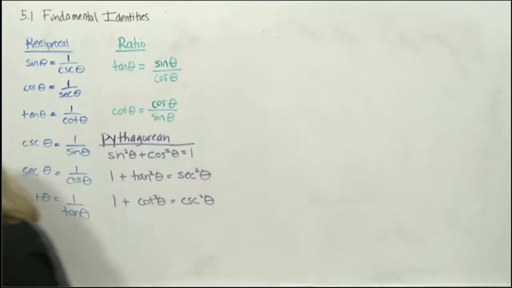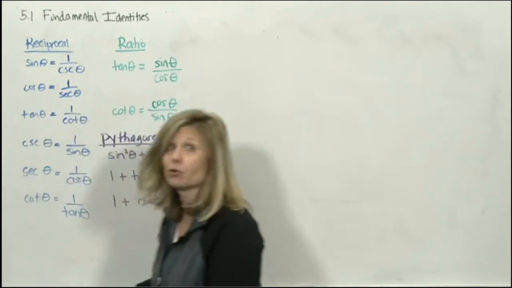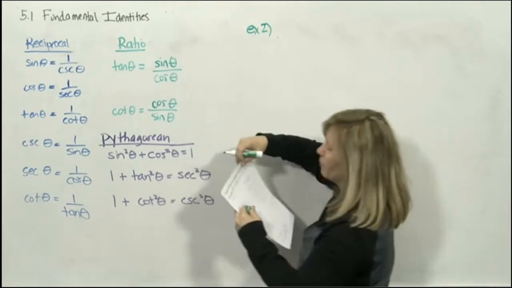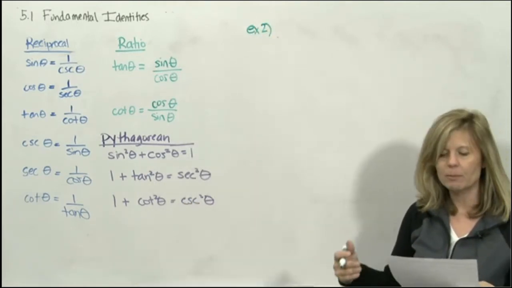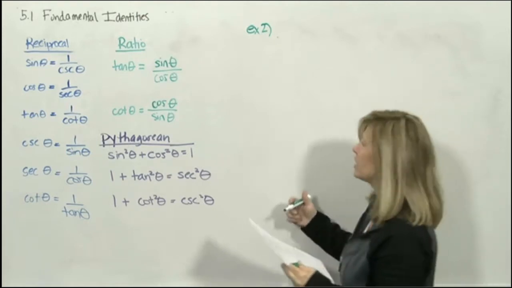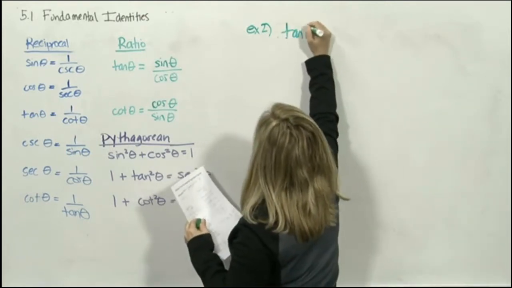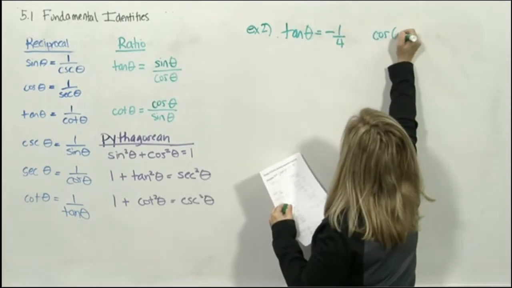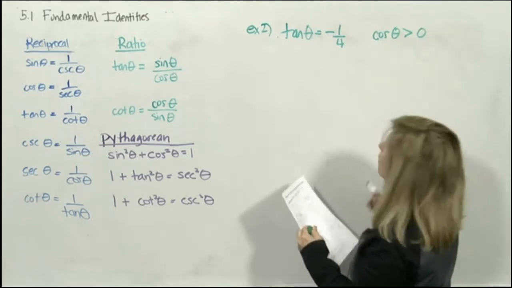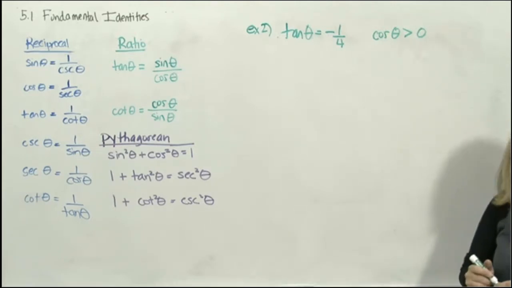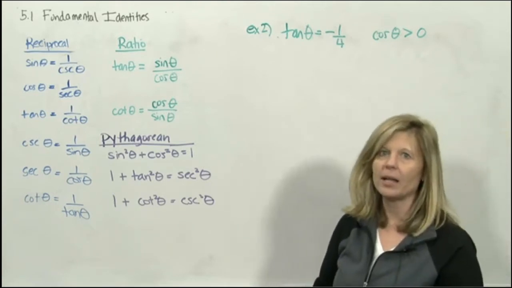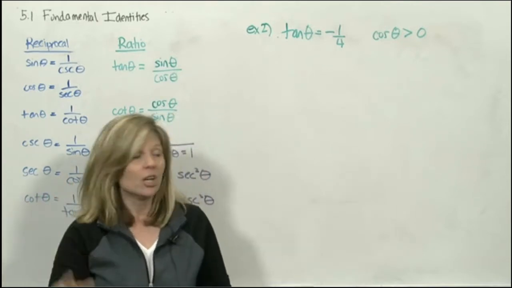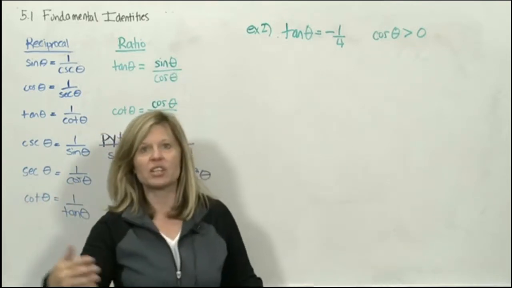So let me get your notes, and let's go to example 2. So in your notes in 5.1, let's look at example 2 together. It says, find the remaining trigonometric function values given tangent theta is negative 1/4 and cosine theta is greater than 0. All right. What does it mean when it says find the remaining trig function values? How many trig functions are there? That's right, there's 6. They've already given us tangent, so we're missing the other 5.